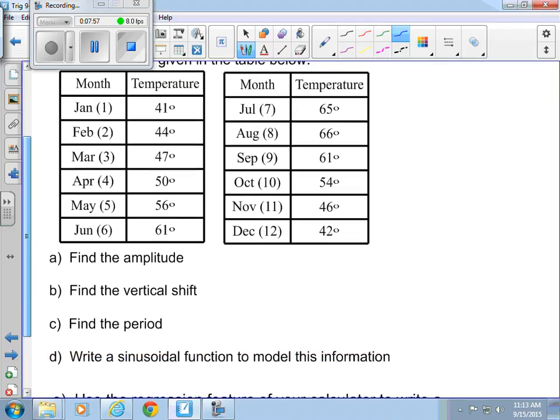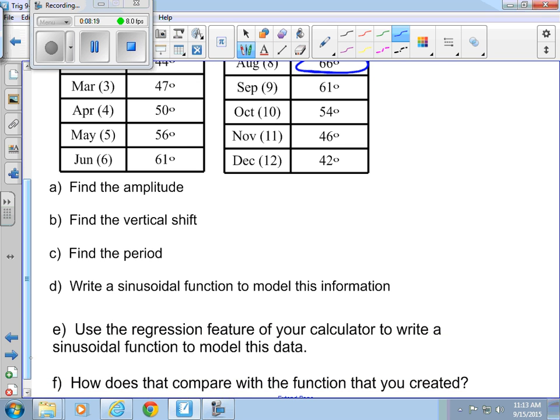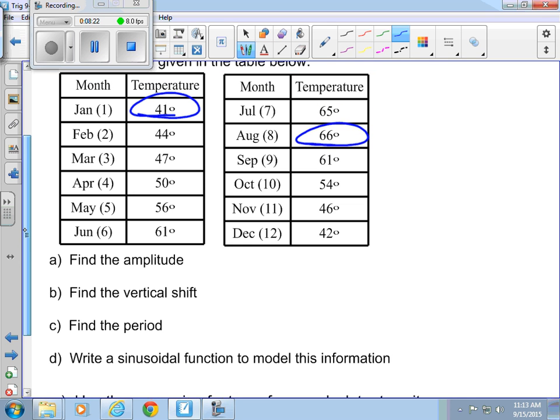I know that I can find this by hand. I would look at the very highest value, which appears to be 66, and the very lowest value, which is 41, and I would use those 2 points to find the height and all of that fun stuff. Again, I can do that again, but I do want to skip down and show you how to use your calculator to do this. So if you will get your calculator out, you have used this feature in your calculator before with linear regression to find an equation of a line. So we're going to do this to find the equation of a sine function.